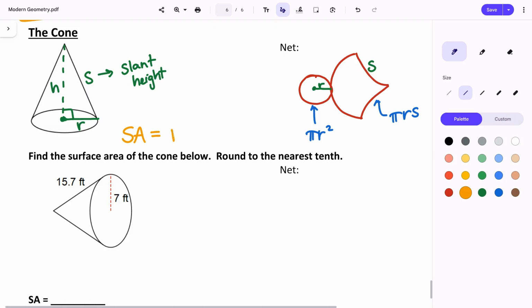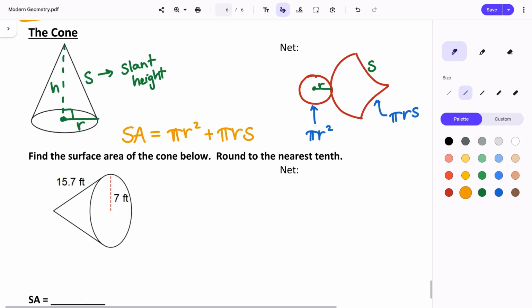Pi r squared, and then plus pi r S. Pi times radius times my slant height. You don't need the vertical height for surface area. We'll need it in the future, though, to help us find volume. Okay, but we're not there yet.